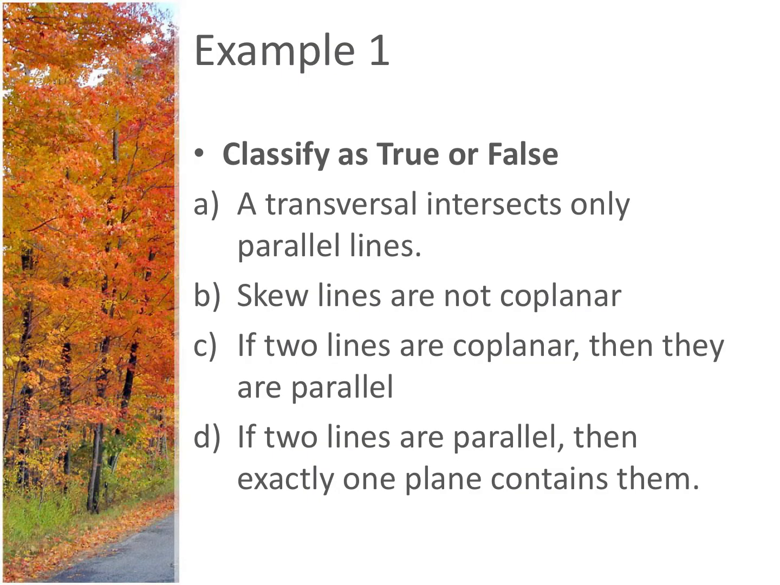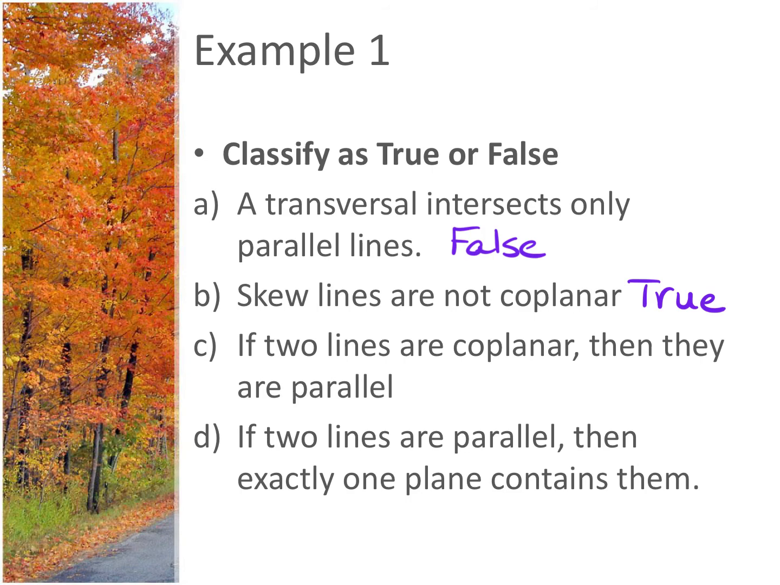Okay, so for the first one, a transversal intersects only parallel lines. This is false. All of the examples that I just did, those lines were not parallel. Tomorrow they will be, but the lines can be parallel or they don't have to be. So a transversal can intersect any 2 lines, any 2 coplanar lines. Skew lines are not coplanar. This is the definition. This is true. So skew lines are 2 non-coplanar lines that are neither intersecting nor parallel.